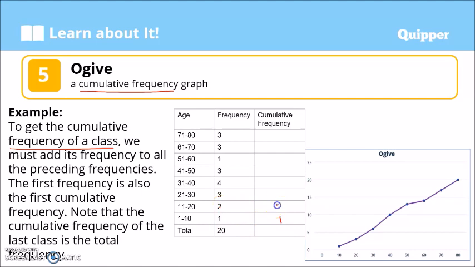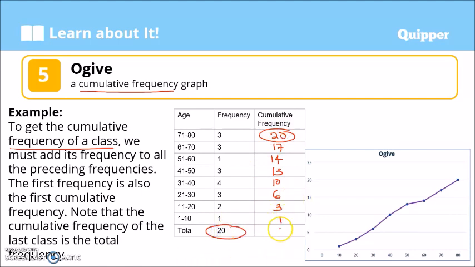That's 2. So this is 3. 3 plus 3, that's 6. 6 plus 4, that's 10. 10 plus 3, that's 13. 13 plus 1, that's 14. 14 plus 3, that's 17. And 17 plus 3, that's 20. Take note that the last frequency is the total number of frequency.